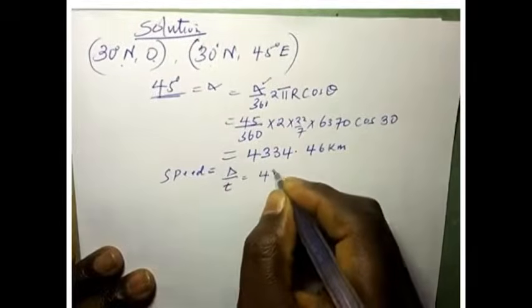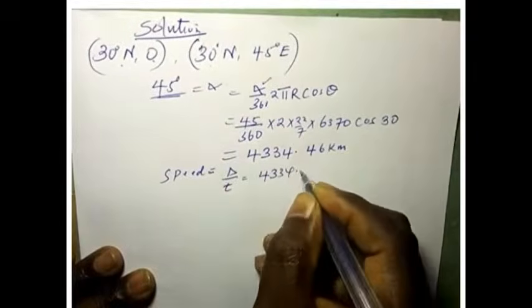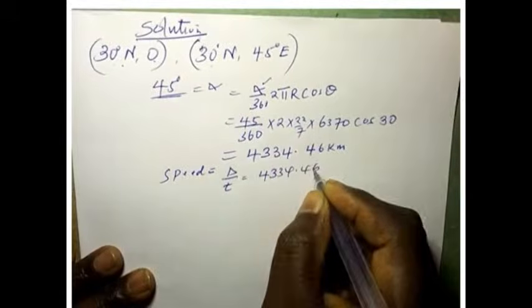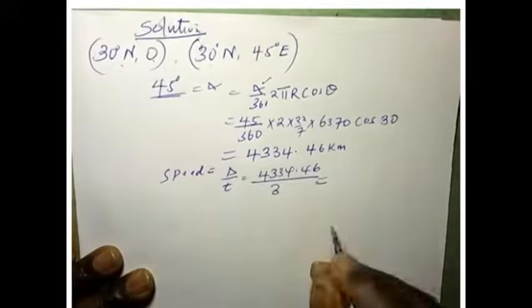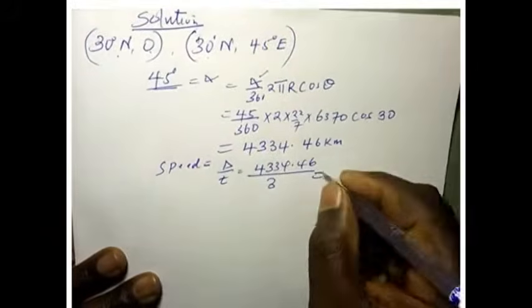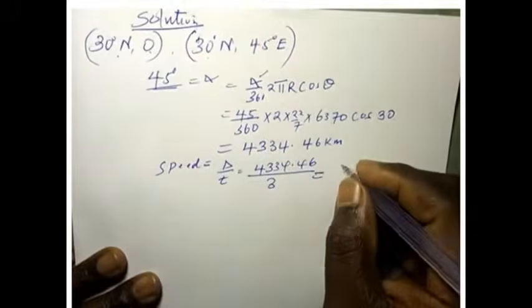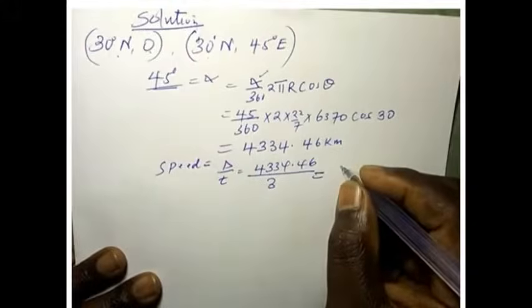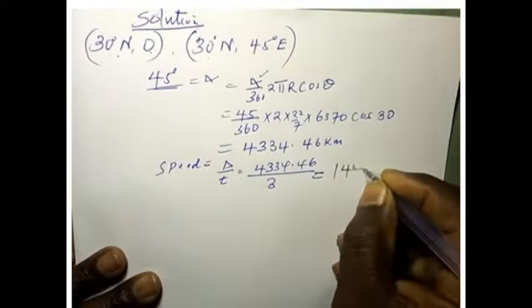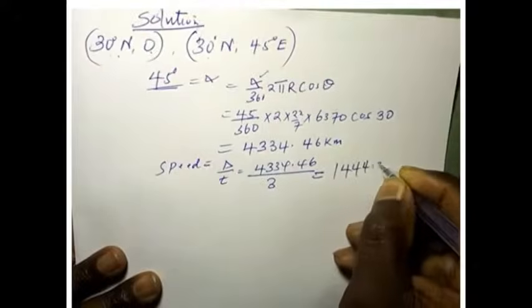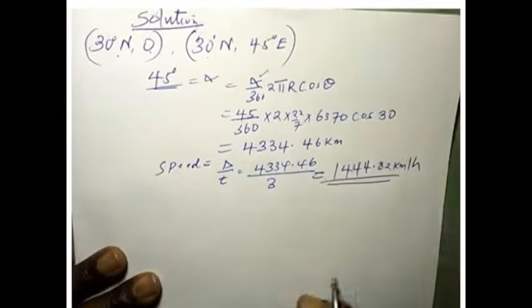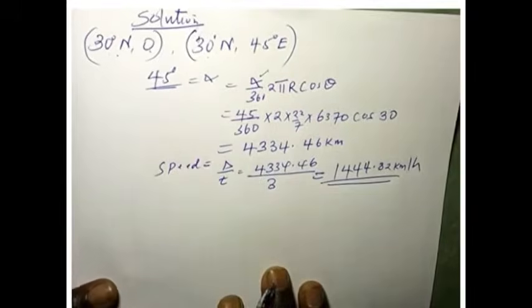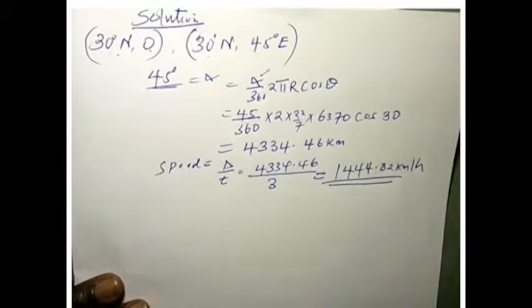This one will give us the distance as 834.46 kilometers. Speed is equal to distance over time. Our distance is 834.46, and our time is 3 hours. So we are going to have now the speed, and our speed, we divide by time, which will give us 144.82 kilometers per hour, and this one is the speed. So you see, you need to calculate the distance first.